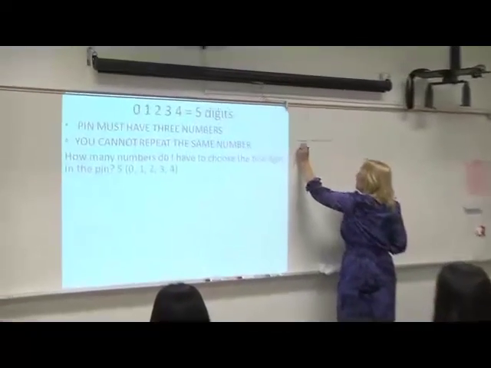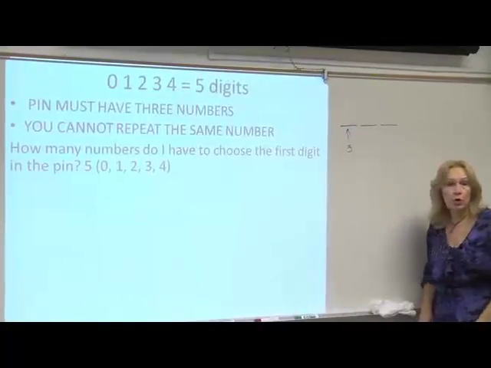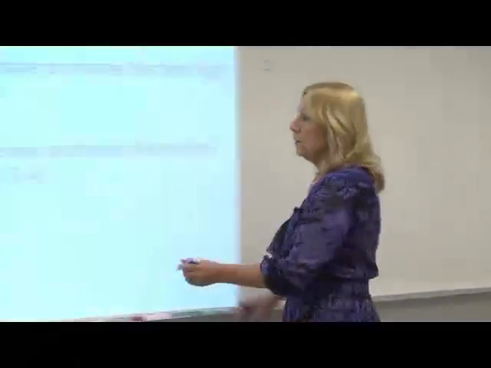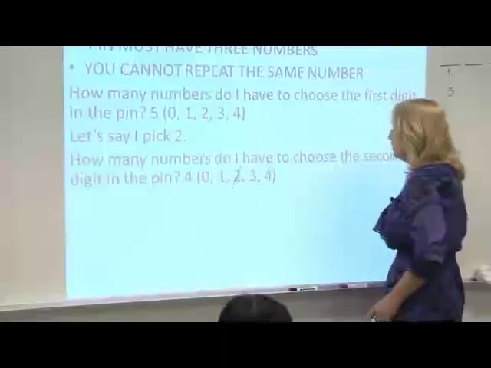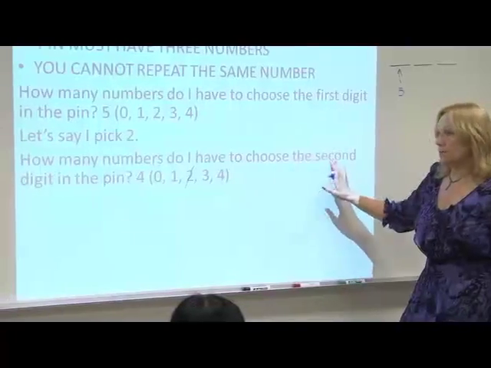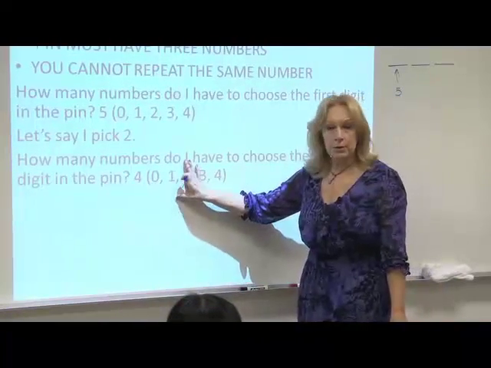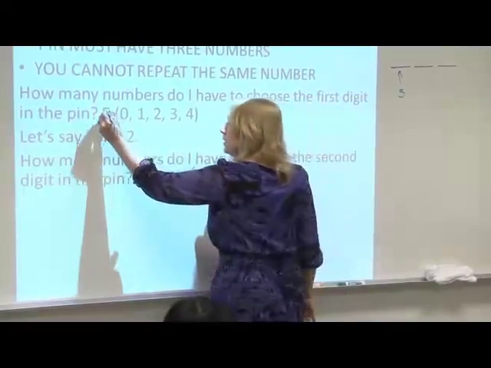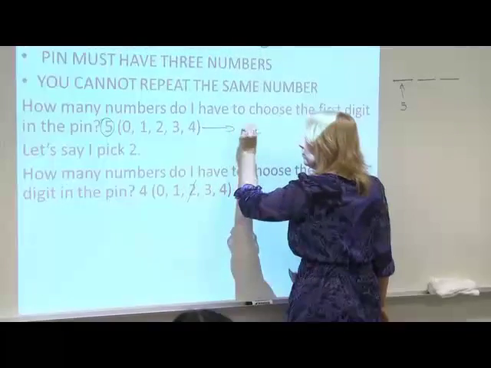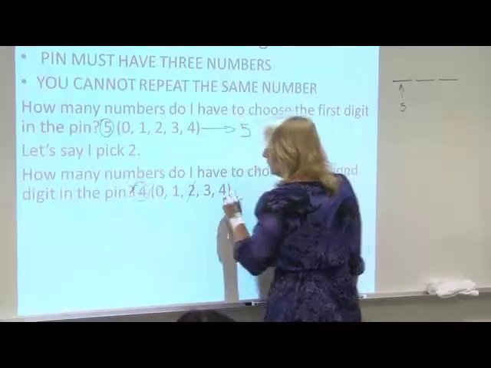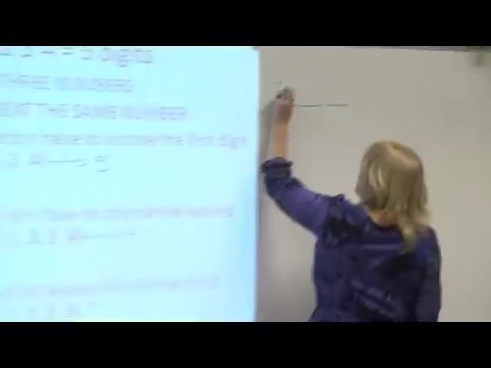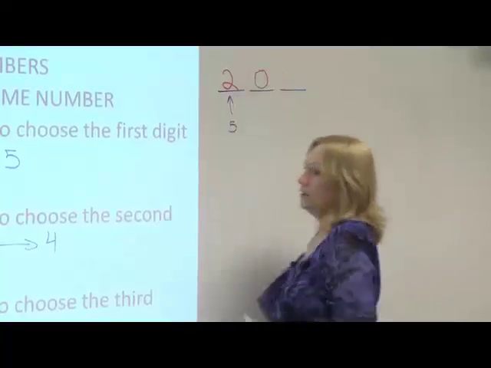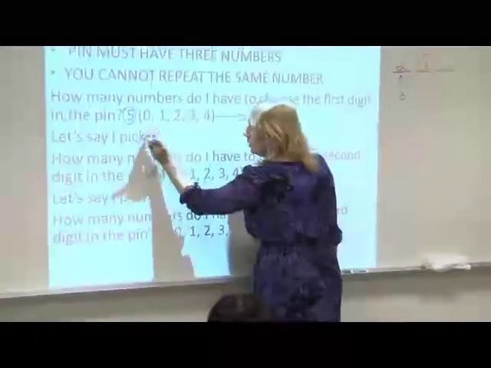For the first one, you have 5 choices, right? You didn't use any one yet. If I pick a 2, how many options do I have to choose the second one? 4, right? I already took one out. I only have 1, 2, 3, 4 options. So 5 options when I did the first one, 4 options when I did the second one. The first time I picked the 2. The second time I picked a 0. Okay? So these are the ones I'm picking.